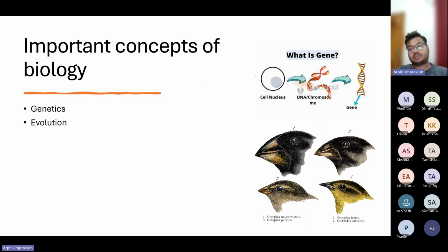The propagation of this genetic material is how we inherit characteristics from our parents, and how individuals pass on their genes, the blueprints of development, to their progeny. And the second important concept in biology is something called evolution.